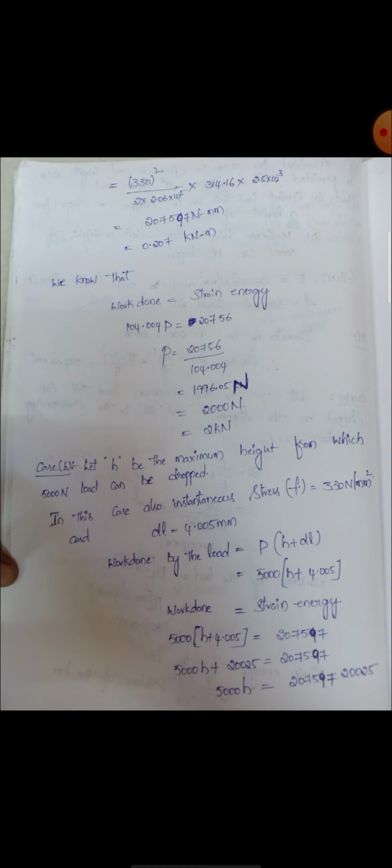But we know that work done equals strain energy. So the work done value, 104.004 into P, equals the strain energy, which is 207,597 Newton mm.